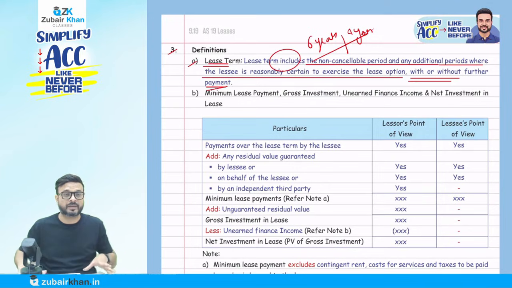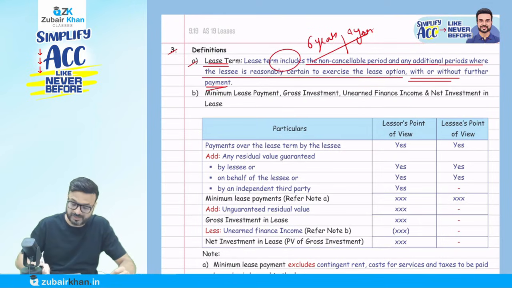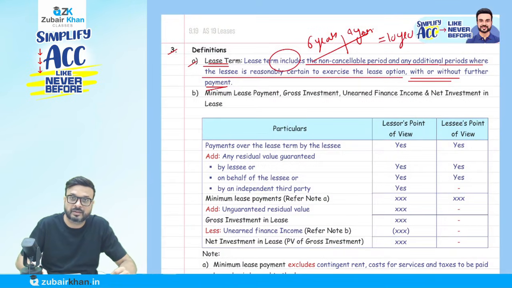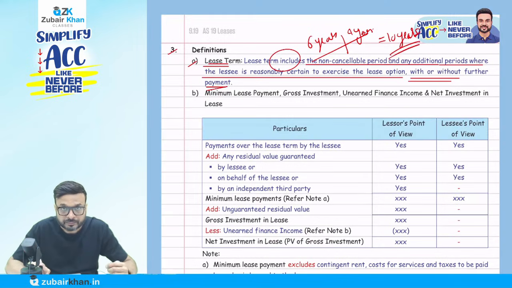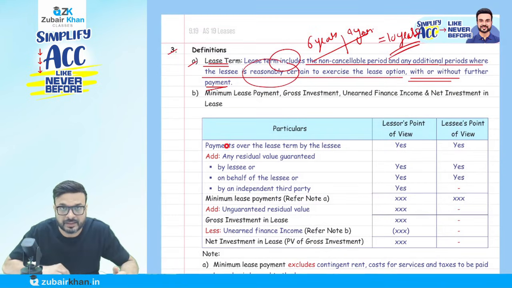If the rent will be lower than the market rate, then most probably the lessee is going to utilize that. The lease term will not be 6 years; it will be considered as 10 years. When it is reasonably certain that you are going to exercise the option for a further period also, so 6 plus 4, that is going to be called the lease term.